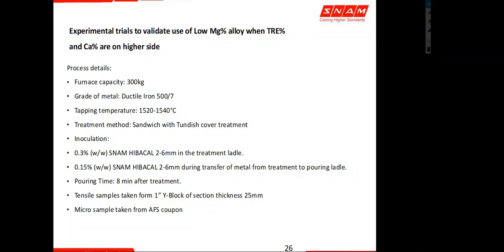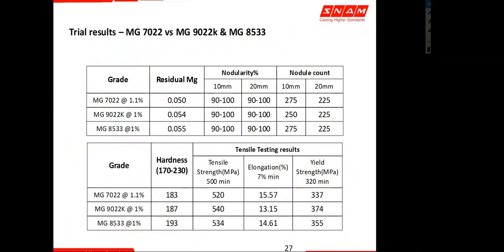We poured up to 8 minutes, and at the 8th minute we poured a 1 inch Y block, the standard Y block, which is 25 mm section thickness, and we poured micro samples from the AFS coupon, and we have taken samples from it for analysis. So these are the results, the data obtained during comparison between the 2% rare earth grade and the 3% rare earth grade with two different magnesium levels.